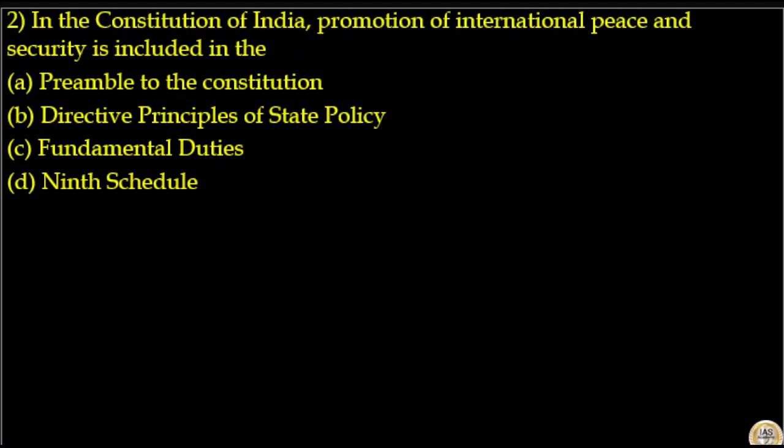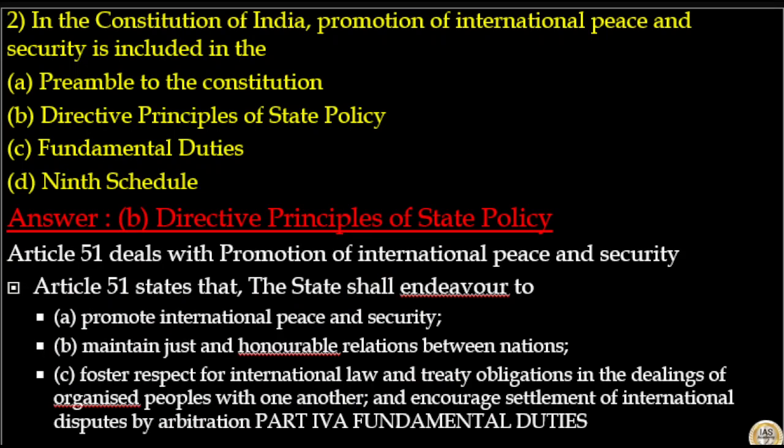In the Constitution of India, promotion of international peace and security is included in: Preamble, Directive Principles of State Policy, Fundamental Duties, 9th Schedule. The answer to this question is option B, Directive Principles of State Policy. Article 51 deals with promotion of international peace and security. Article 51 states that the state shall endeavour to promote international peace and security, maintain just and honourable relations between nations, foster respect for international law and treaty obligations in the dealings of organized peoples with one another, and encourage settlements of international disputes by arbitration. So the answer to this question is option B, DPSP.